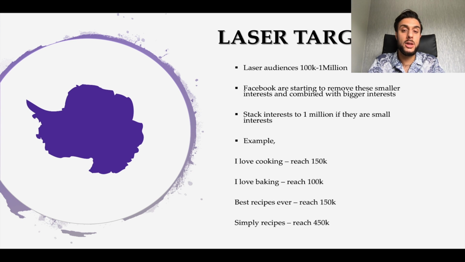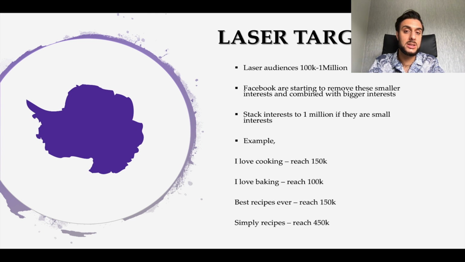Let's say I'm not happy enough with that because I think the best range in my opinion is 500 to a million. I might do another stack of an interest and I might do best recipes ever, and the reach for that is 150k. Let's say I'm still not happy with the reach potential, I might do simply recipes and the reach for that is 450k. Now that leaves me with like 800,000, I think. Maybe I'm wrong, but at the end of the day you get the idea I'm trying to go for, guys.